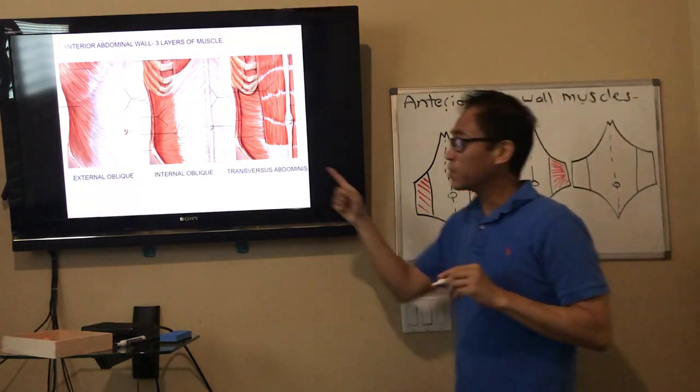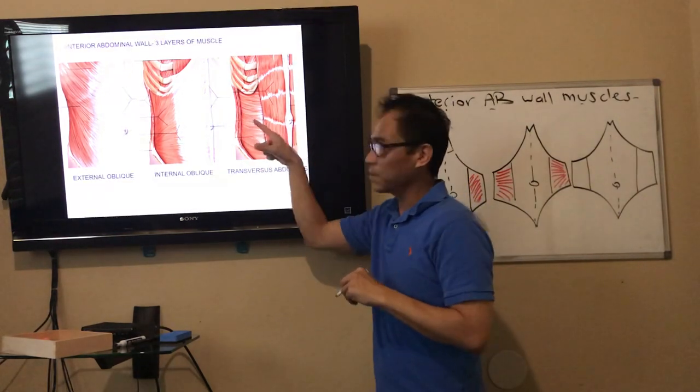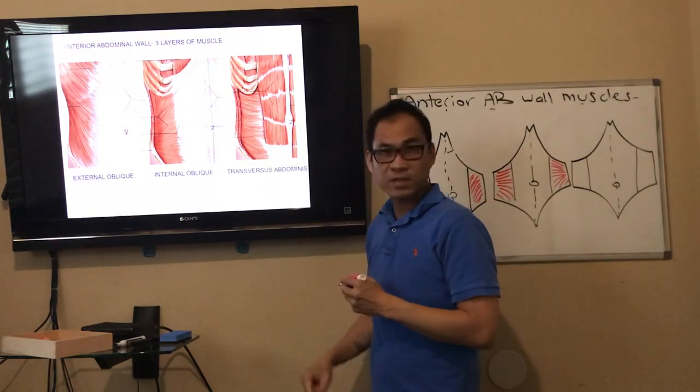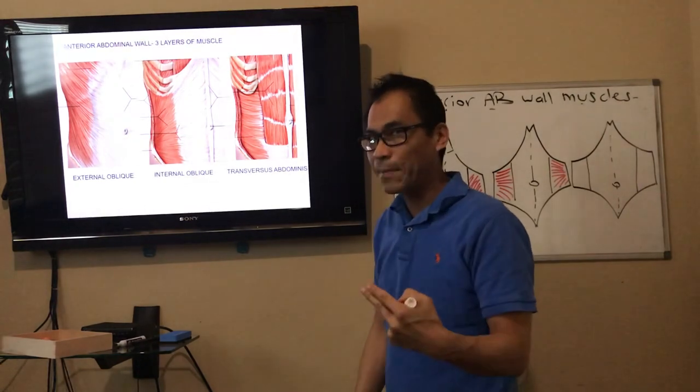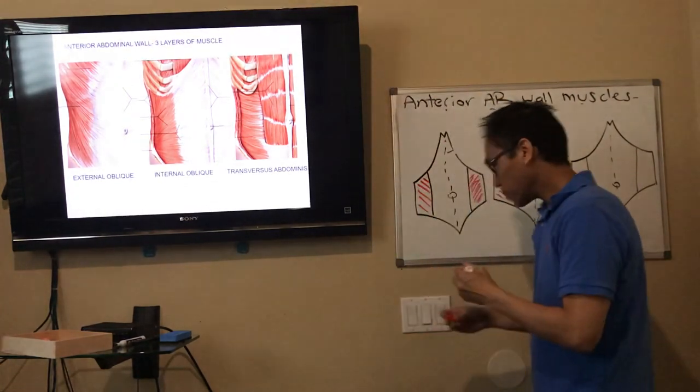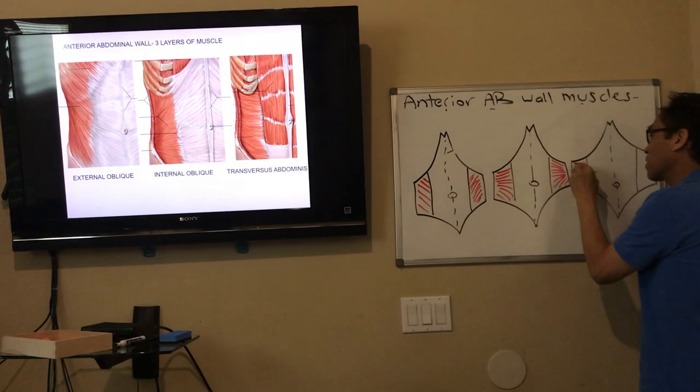Transversus abdominis, the deepest layer, runs straight across in the transverse plane, hence the name transversus abdominis. Again, referring to fiber orientation. So they run straight across.